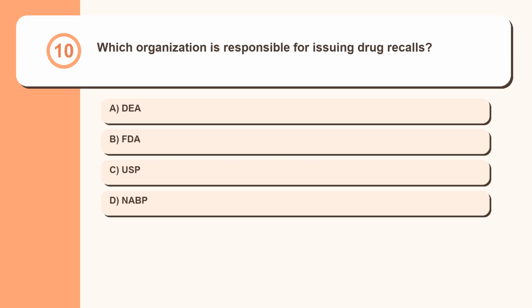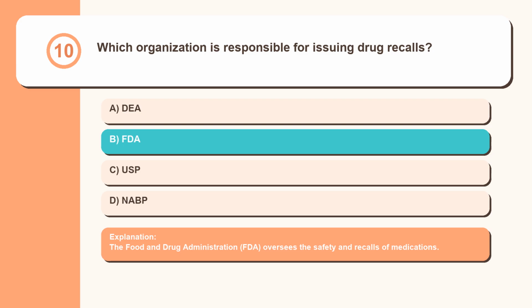Question 10. Which organization is responsible for issuing drug recalls? DEA, FDA, USP, NABP. The Food and Drug Administration, FDA, oversees the safety and recalls of medications.